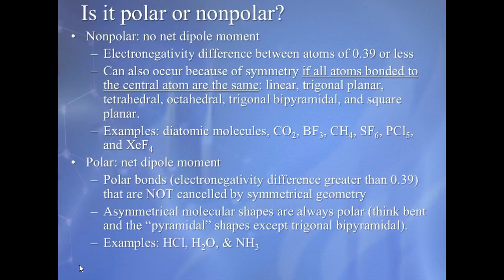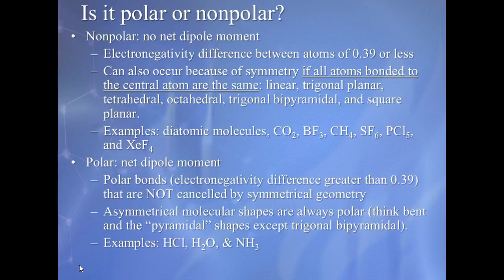So the polar stuff, of course, if it's only a binary compound and it's not diatomic, it's pretty much going to be polar. But the asymmetrical shapes, even if all the bonded atoms are identical, if it's an asymmetrical shape, the dipoles do not cancel. So, like bent is always a polar shape.